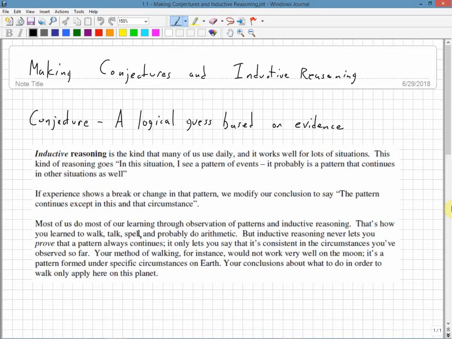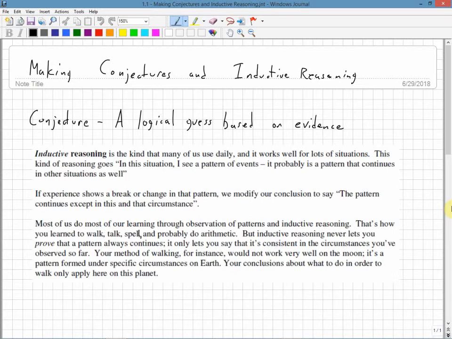In this situation, I see a pattern of events. It probably is a pattern that continues in other situations as well. So you generalize based on what you've seen. If experience shows a break or change in that pattern, we modify our conclusion to say, the pattern continues except in this and that circumstance.